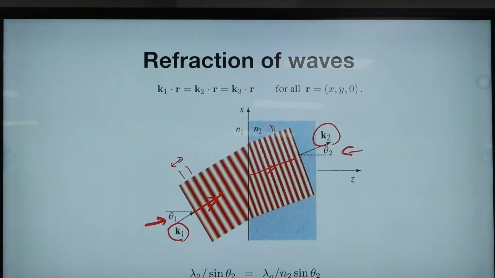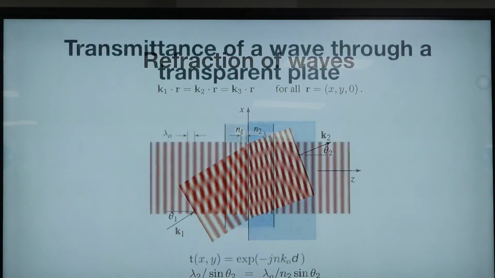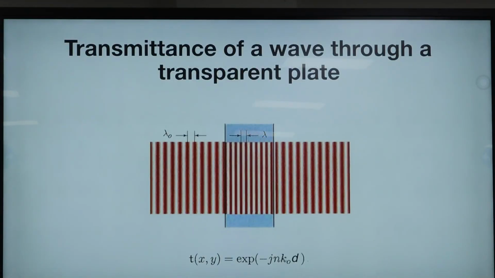If you have another medium here, the wave can change direction again, and so on and so forth. So this is true for any number of multiple media in between. In terms of rays, I think you can all imagine how light reflects or refracts. I'm showing the wave picture of thinking about light when you have refraction, reflection, and so on.